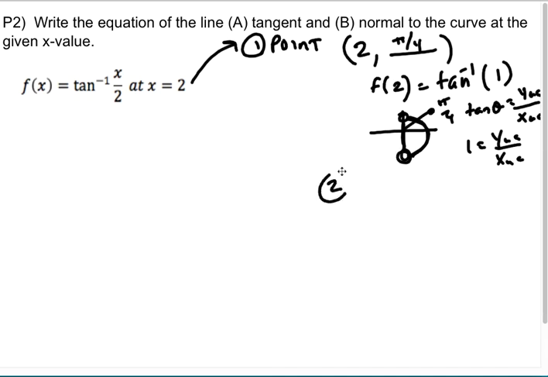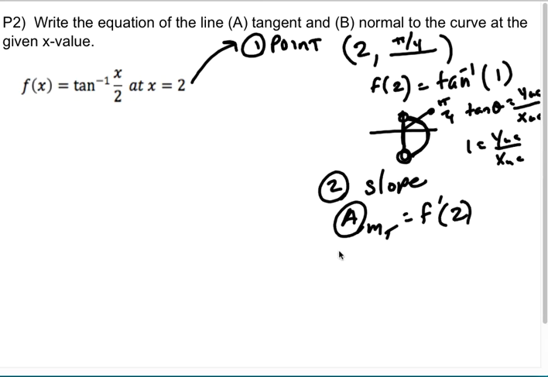The second thing I'm going to need is a slope, right? And I know that my tangent slope is going to be f prime evaluated at 2, and that my normal slope is going to be the opposite reciprocal of that value, right? I just have to find that value. So let's go ahead and find our f prime.